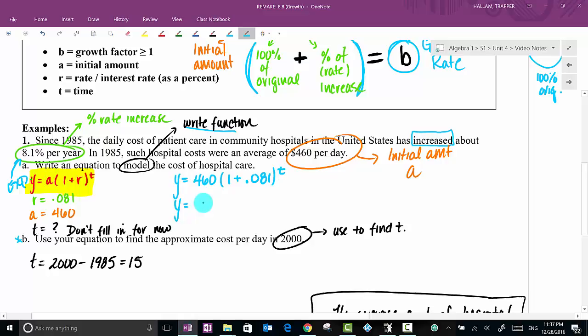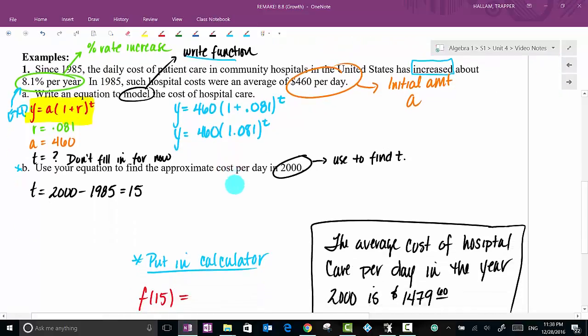Let's clean it up and make it look like it should. Okay, so we get 460 times 1.081 to the t. That's your growth factor. So this is 1 plus the rate, which turns, by adding them together, into your growth factor. And that's what I want you to see for these rate problems in exponential form. All right, so part 2 then says use your equation to approximate the cost per day in the year 2000.